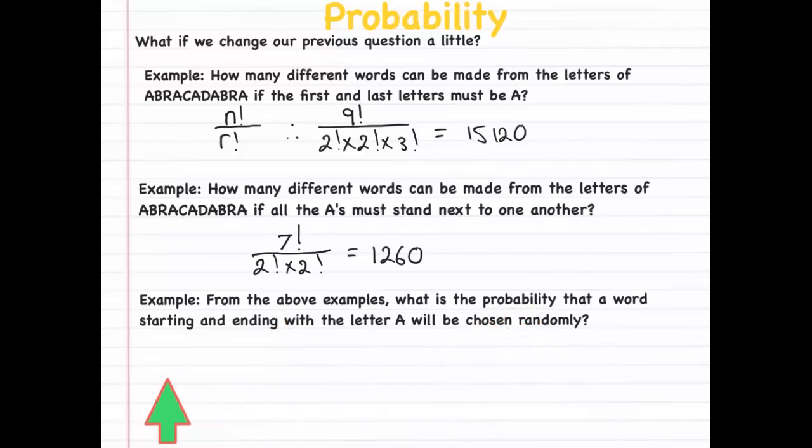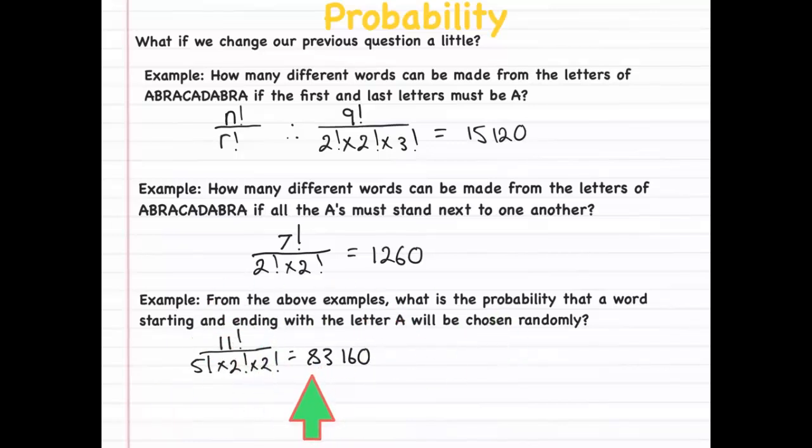So I'll start off by writing out our first question from before, right early on in this video. I had a question where we said, if we rearrange all the letters of abracadabra, how many different words can we make? And we said that it was 11 factorial divided by 5 factorial times 2 factorial times 2 factorial. You remember that, right? And that was equal to 83,160. Okay, brilliant.